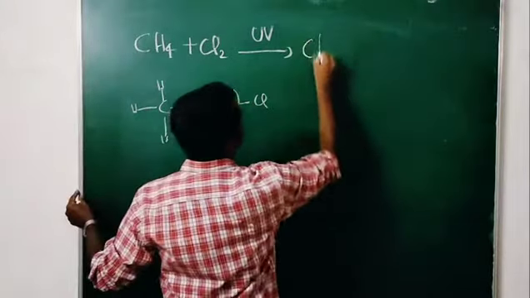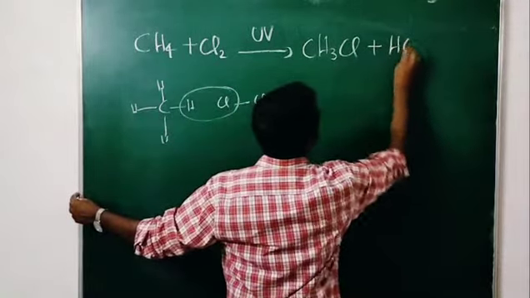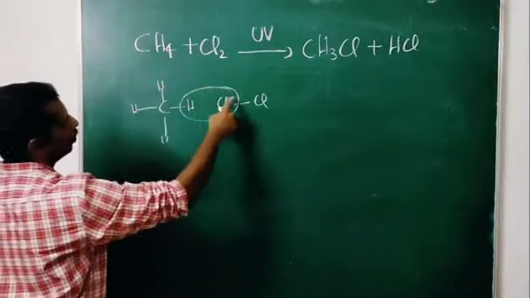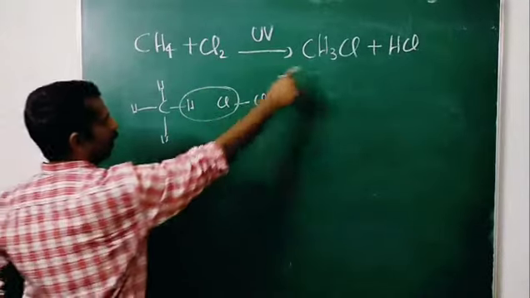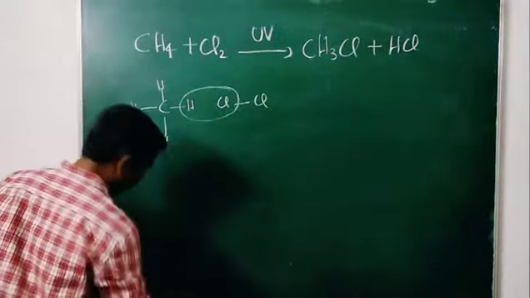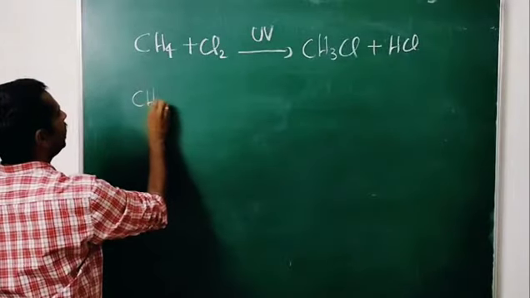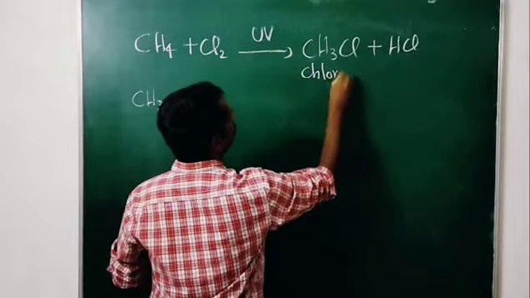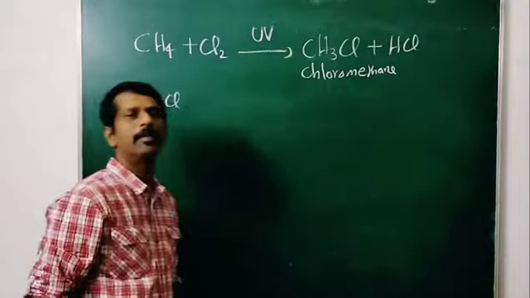So we get CH3Cl plus HCl. This is the first product. CH4 plus Cl2, where Cl2 means Cl-Cl, gives HCl and CH3Cl. What is the name of this compound? Chloromethane, or methyl chloride. The common name is methyl chloride.